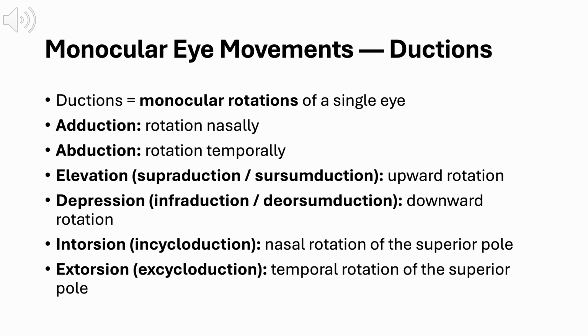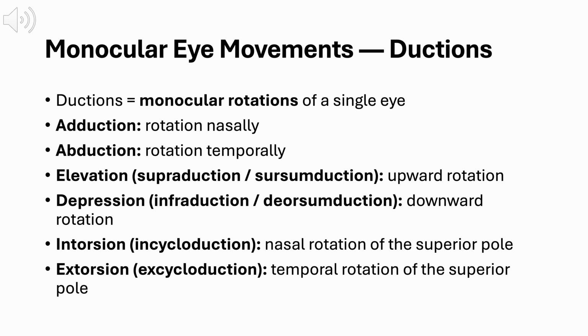This slide further defines eye movements. We reviewed versions, but now we are talking about ductions, which are monocular. Ductions are rotations of a single eye, independent of what the other eye is doing. They describe the basic directions an individual eye can move. Adduction refers to rotation of the eye toward the nose, while abduction refers to rotation toward the temple. Vertical movements are described as elevation and depression.